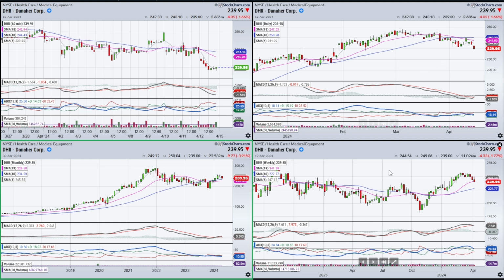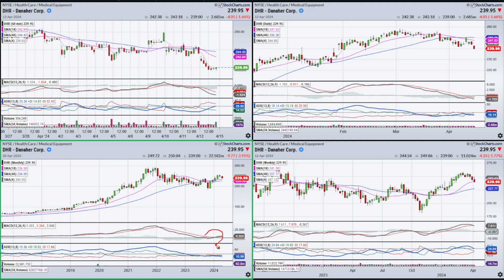All right, let's look at this. So we've got this DHR. Now this is the stock I was highlighting. Why was I highlighting it? Let's start with that. To my subscribers, I should say. So we've got this nice move to the upside. Look at the momentum confirmation on both the MACD and the ADX. And we start our little pullback here.